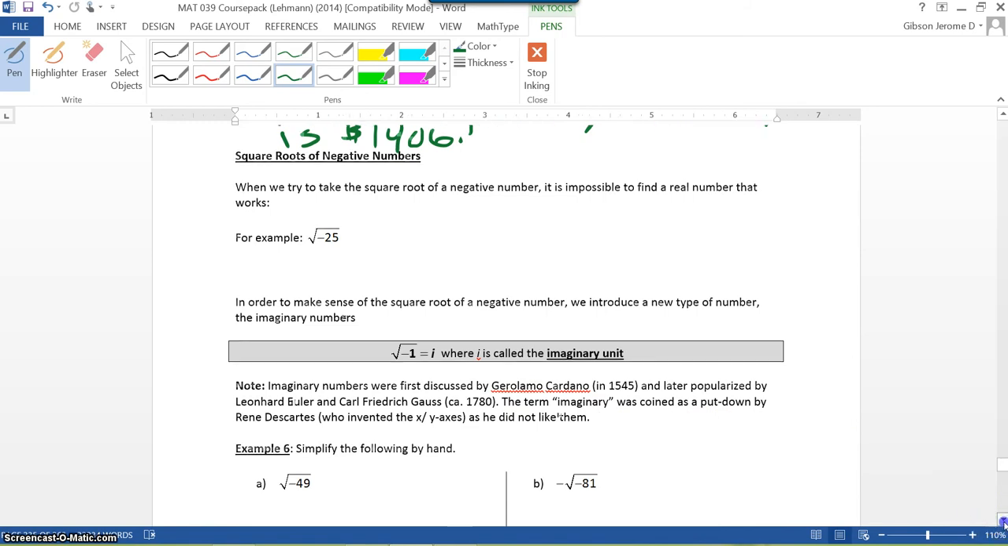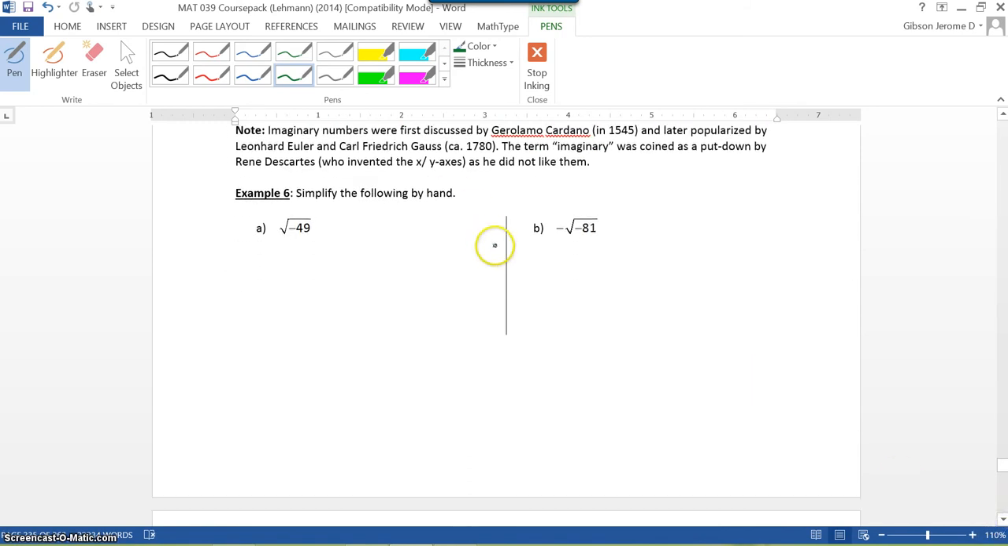Let's go down here to the problems. It says simplify the following by hand. The square root of negative 49. We know that the square root of 49, since this is not an equation, would be 7. But because of this negative sign, it'll make it 7i. Now we come here. Let's concentrate on the radical first. The square root of negative 81, we know the square root of 81 is 9. But because it's negative, it will be i. And since we have this negative on the outside, it will be negative 9i.